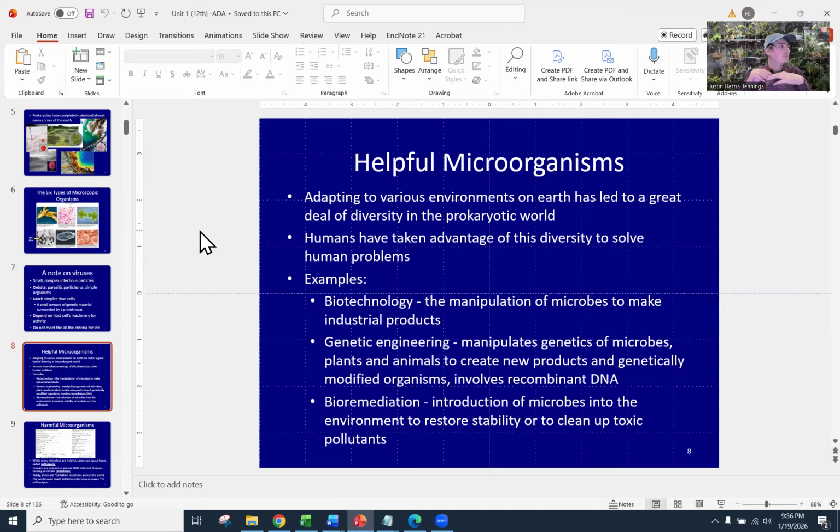Breads, wines, and other things. We have to utilize these microbes and take advantage of their biochemistry and their metabolism pathways to make ourselves specific food products or industrial products.